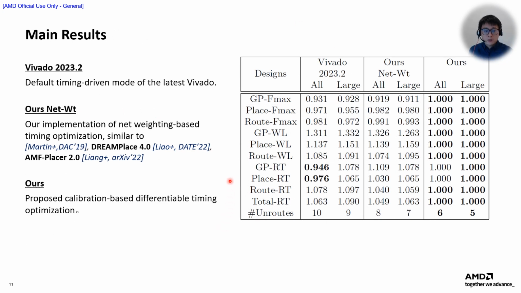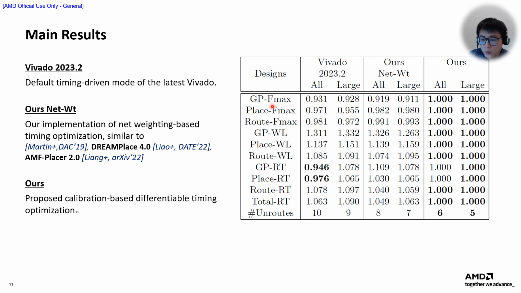We compare our proposed global placement engine to the latest Vivado and also our own implementation of net weighting based on DreamPlace 4 and AMF Placer 2. All those three runs only differ by global placement, and the rest of the flow is all based on Vivado. As can be seen on the right-hand side, our approach outperforms the other two on almost every single metric.